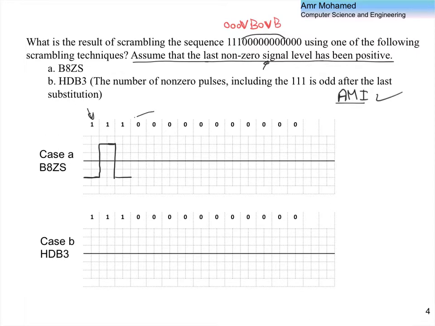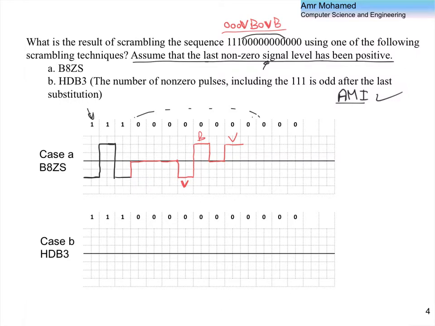Now we have 8 consecutive zeros, so we have to substitute the 8 consecutive zeros using the scrambling technique. So this pattern will be first we'll have 0, 0, 0, and then violate. Violate means what? Violate means the voltage level should be positive or negative? Negative, bravo, because it's violate. This is V, okay? And then bipolar, bipolar means it's the opposite. And then 0, okay? And then again violate. So this is B, and then this is violate. Violate means that you keep the voltage level like the one before it.